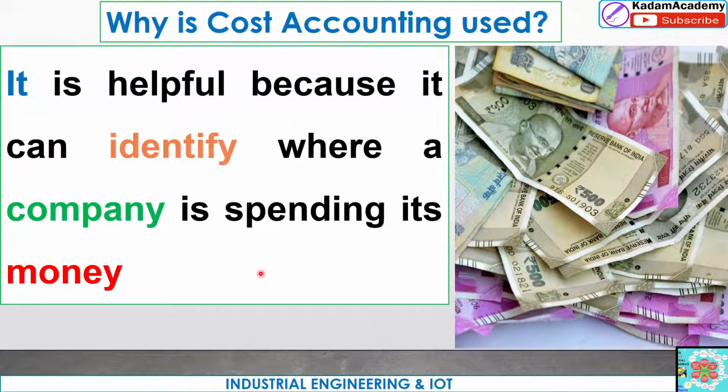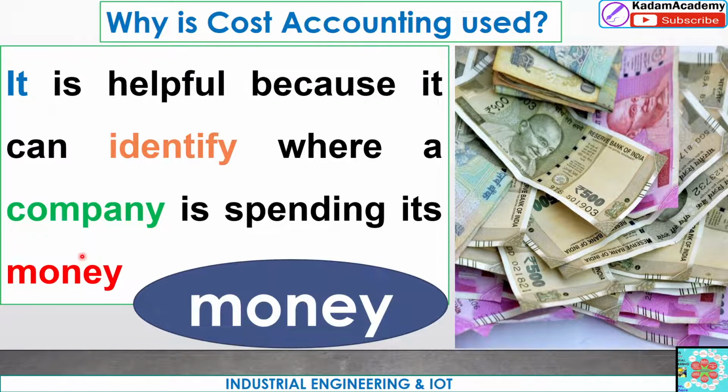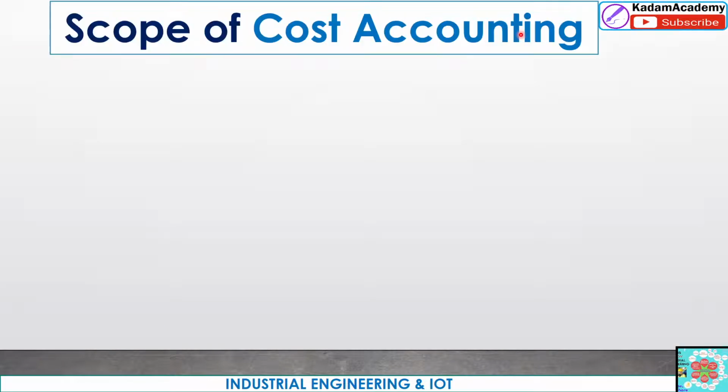Now, why is cost accounting used? It is helpful because it can identify where a company is spending its money, how much it earns, and where the money is being lost. You can see where the money is being lost or where it is earning profit, and we can measure that through cost accounting. So friends, these are the purposes for which cost accounting is used.